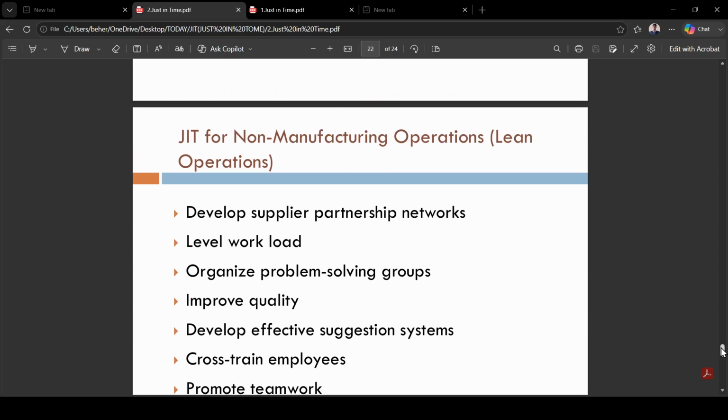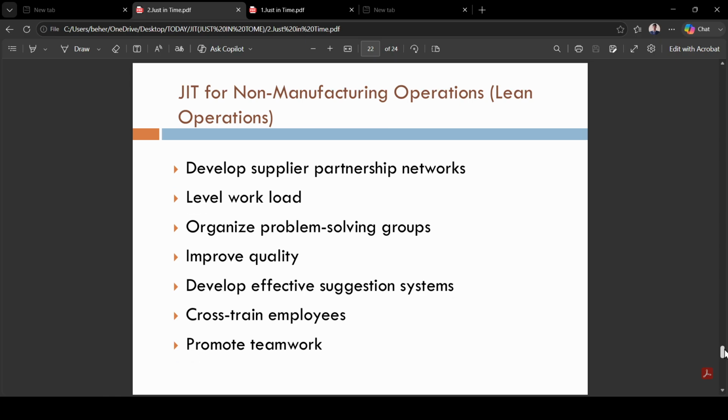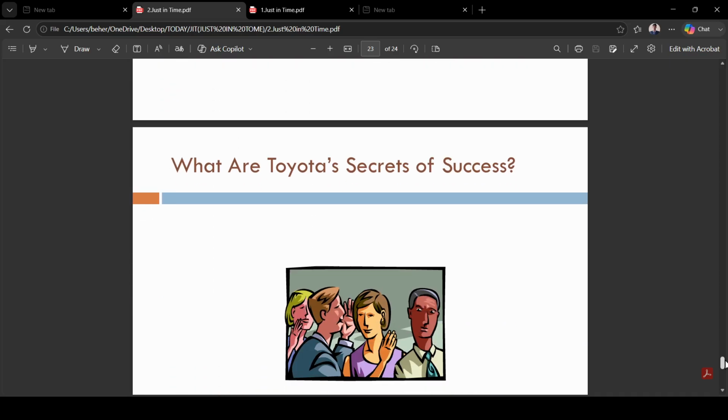So JIT in non-manufacturing operations: develop supplier partnership network, level workload, and organize problem solving groups, improve quality, develop an effective suggestion system, cross-train employees, promote teamwork.